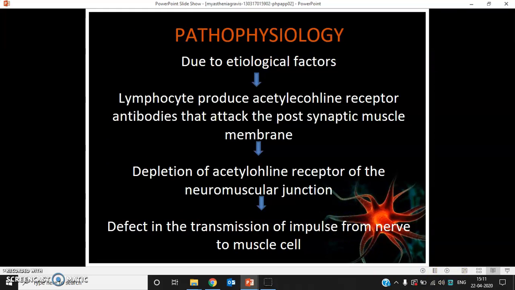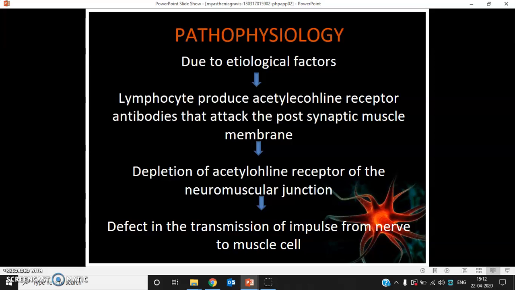How does myasthenia gravis actually occur, and what is the root cause analysis? I told you that the exact reason why our immune system attacks our own body is idiopathic. But still we have to show it. Due to etiological factors, the lymphocytes produce acetylcholine receptor antibodies, which attack the postsynaptic muscle membrane.